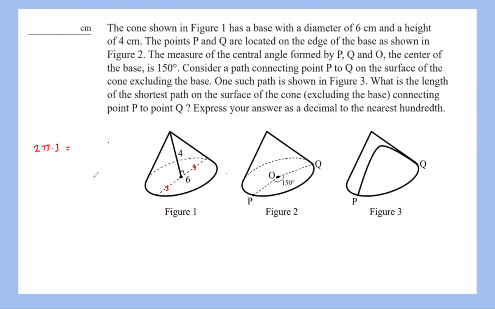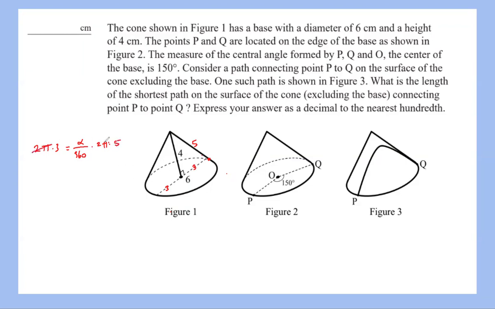Since we don't know how large our sector will look, I'm going to just say the central angle of that sector is alpha divided by 360 times 2 pi times radius. The radius of the new sector when you open this will actually be the slant height, which is 3, 4, 5. So this distance is just 5 units. So then the radius of the sector will be 5.